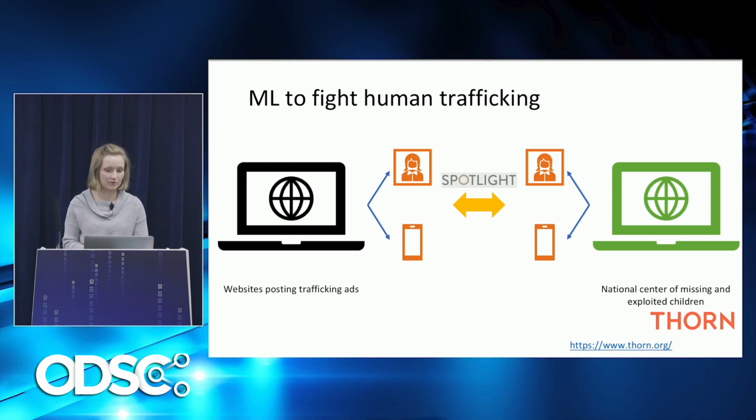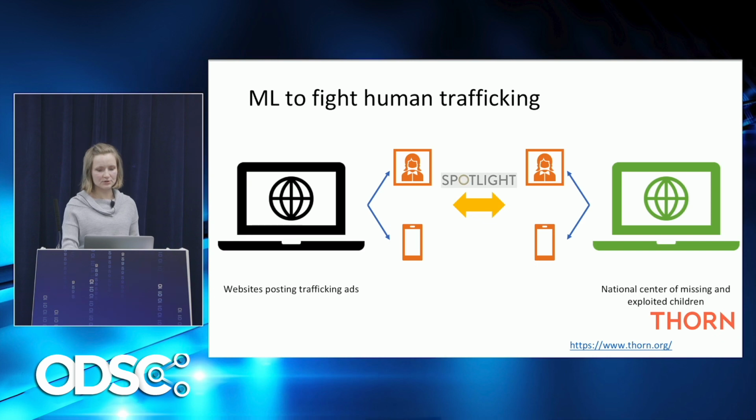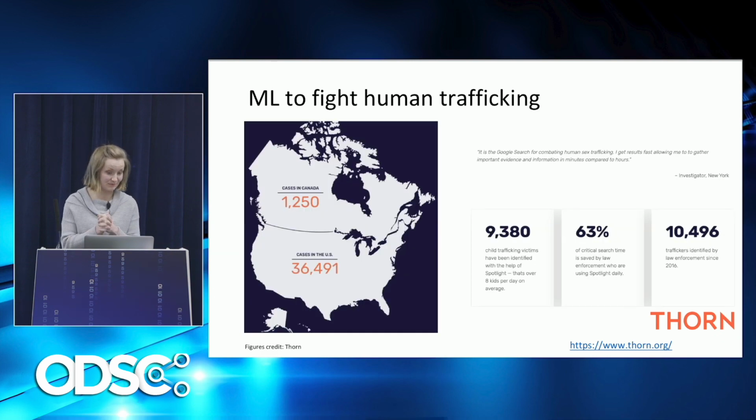They launched the product called Spotlight, where they match this information from these two publicly available domains, and so they help to identify child victims. And this is the impact up until last year, I think. They had over 37,000 cases in Canada and the US, and they identified more than 9,000 child victims. And they significantly increased the speed at which these cases can be investigated.